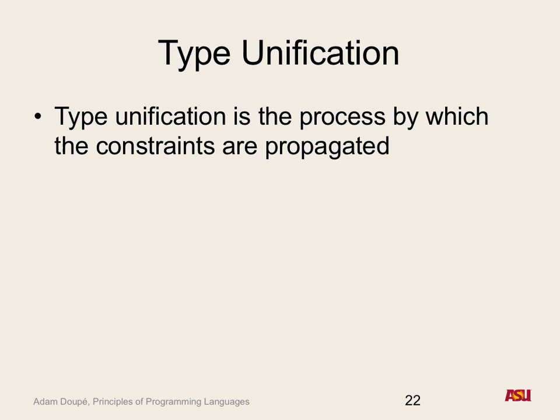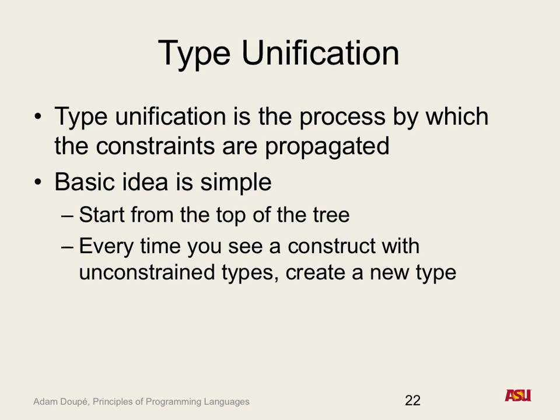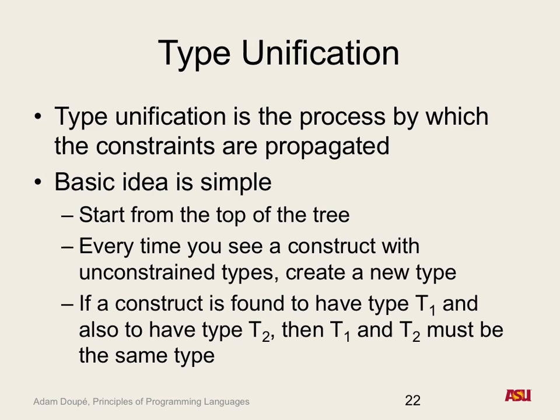So the basic idea is simple. We're going to do this parse tree of the program. And to make your lives easier, on all exams, you will be given the tree. So you don't have to think about it. That is how we eliminate all ambiguities. There's no parsing differences because the tree is the tree. Then every time you see a construct with unconstrained types, create a new type. Whenever you see something that you haven't seen before, you give it a new type. And if you say this node has to have type T1 and it also has to have type T2, then those things must be the same, and you give them the same type.